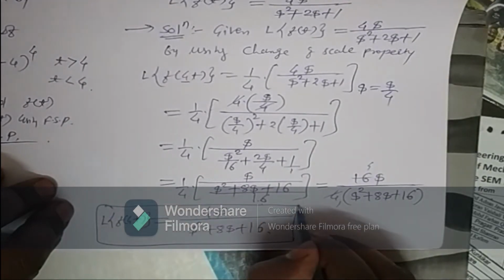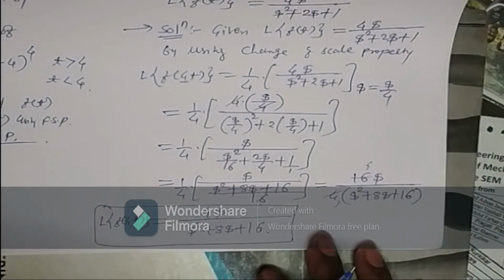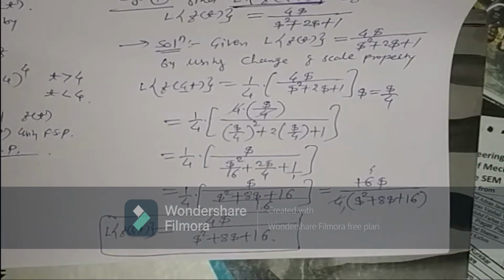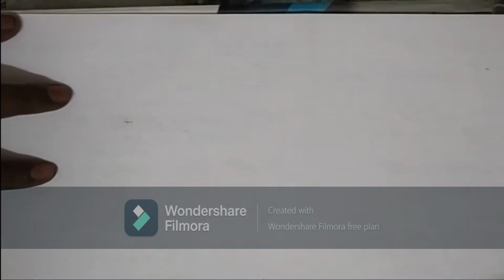In this way we have to solve the numericals. This is a very simple method, there is no complication in it. I hope you understand this, and I will give 1 to 2 examples for homework, and after that I am going to start the next property.